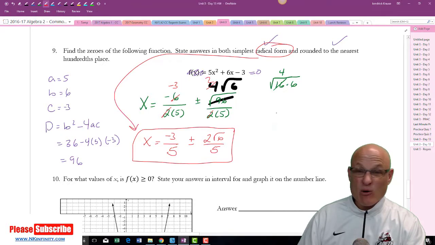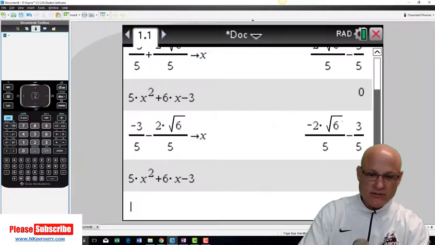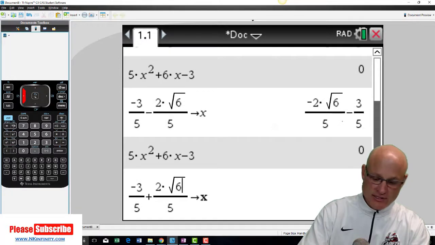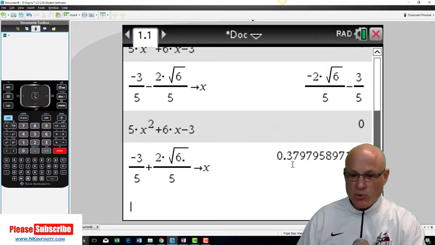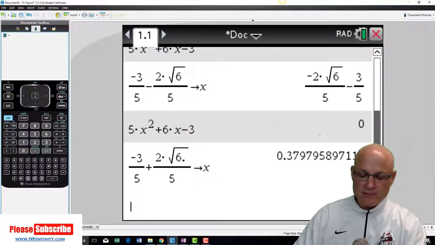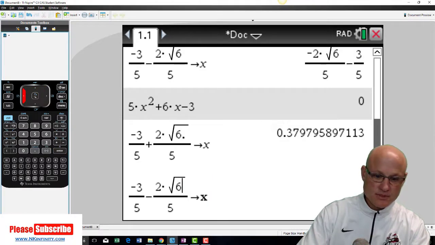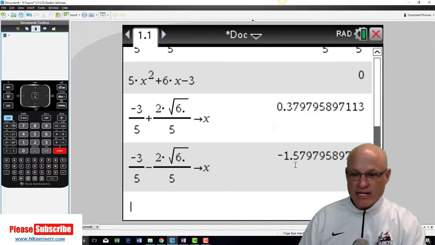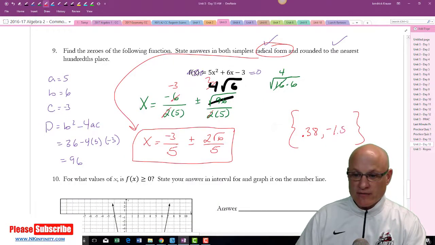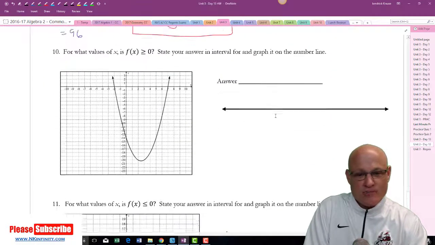Now I want my answers to the nearest hundredths. Well, that's really easy. I just go up to this first one. Now remember, sometimes I want you to put a decimal in, so we'll put a decimal in, and I get 0.38, comma, and do the negative one with a decimal, negative 1.58. I really probably should switch those orders, but that's okay. That's it. That's all she wrote. All right, let's do this one.